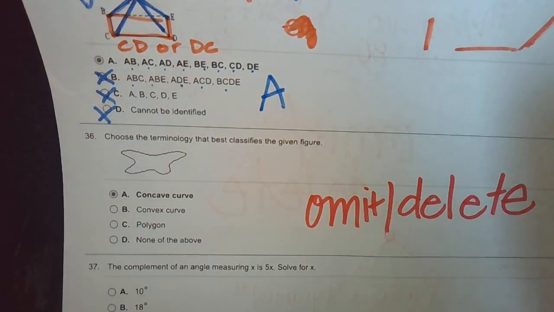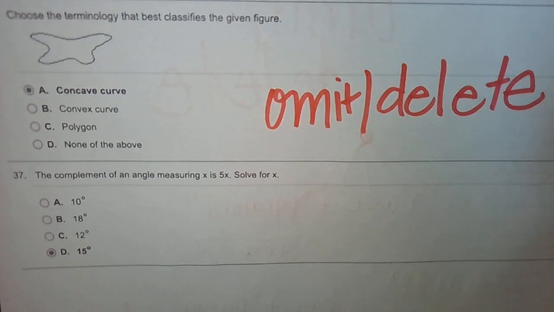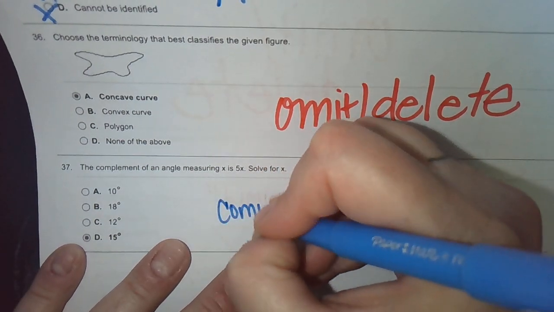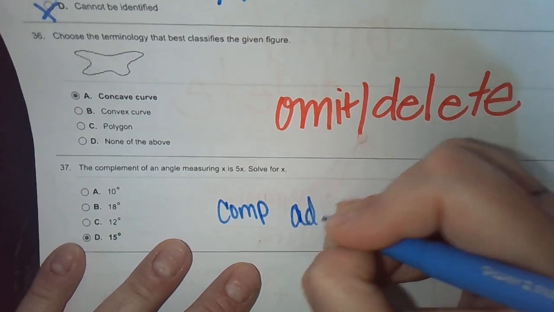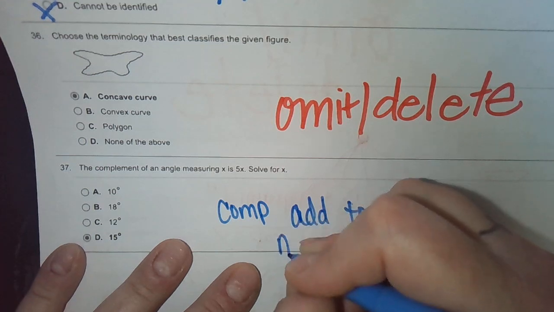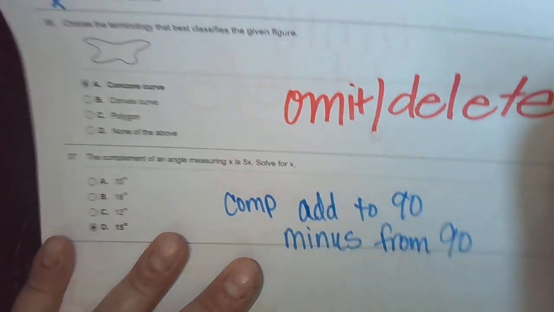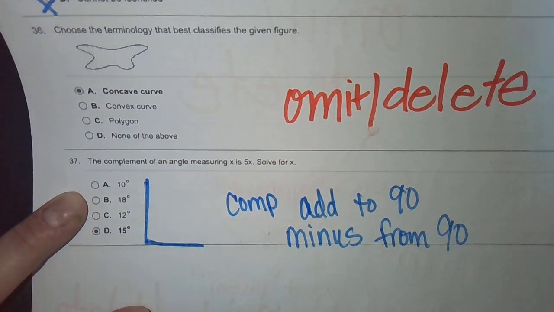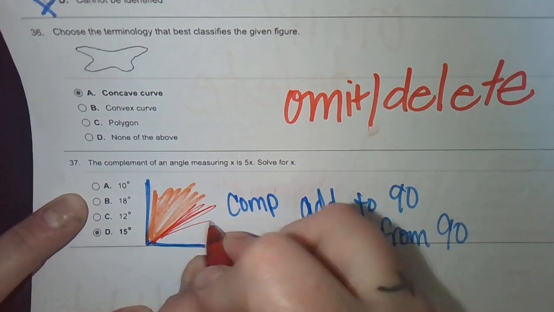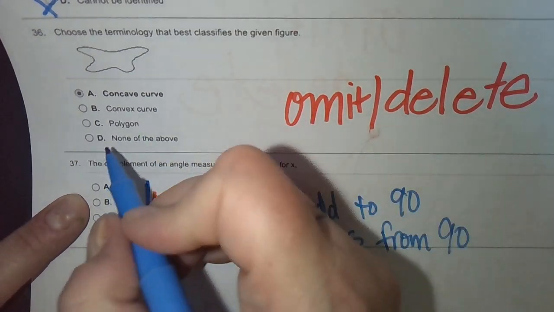Alright, number 36, I deleted it. Number 37 says complement. Okay, complement means they add to 90, or minus from 90. Whatever you need to do. So let's see here. That means that in a 90-degree angle, the first plus the second angle will add up to 90. Okay, let's see how they labeled these.